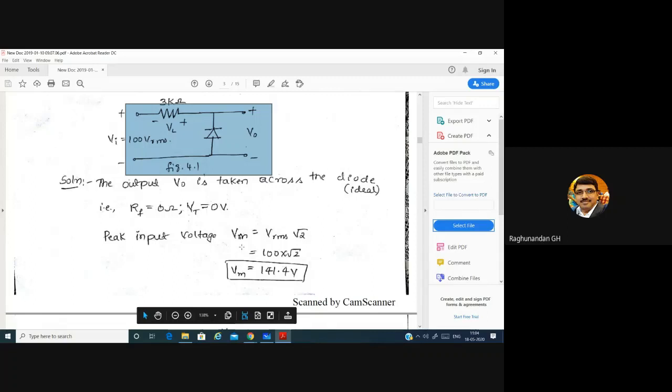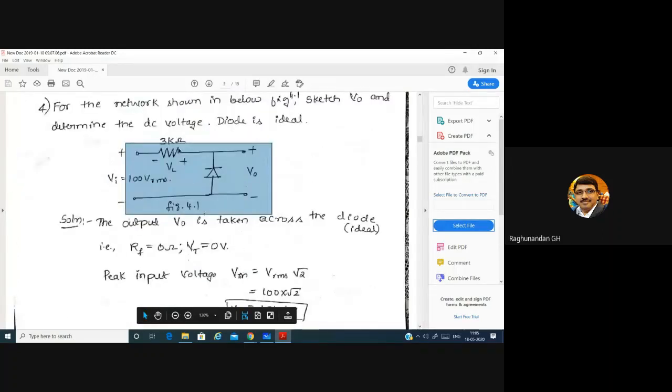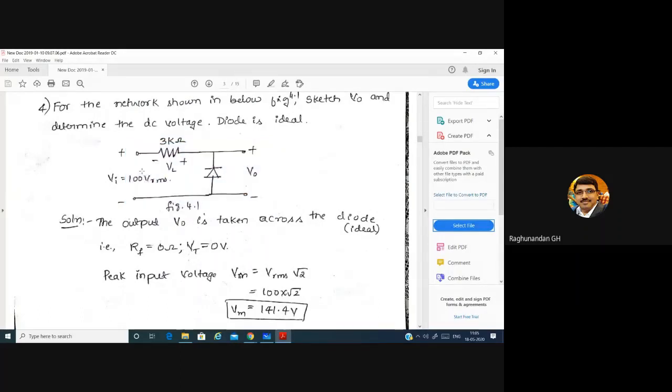So how do we convert that? We have the formula VRMS is equal to VM by root 2. By using that formula, we get VM is equal to 141.4 volt. Once you get VM, it is easy to get VDC because VDC is equal to VM by pi. Don't think it doesn't look like a rectifier. They have given VRMS, which indicates this part has an AC signal. RMS always represents an AC signal, and the single diode indicates the rectifier circuit.